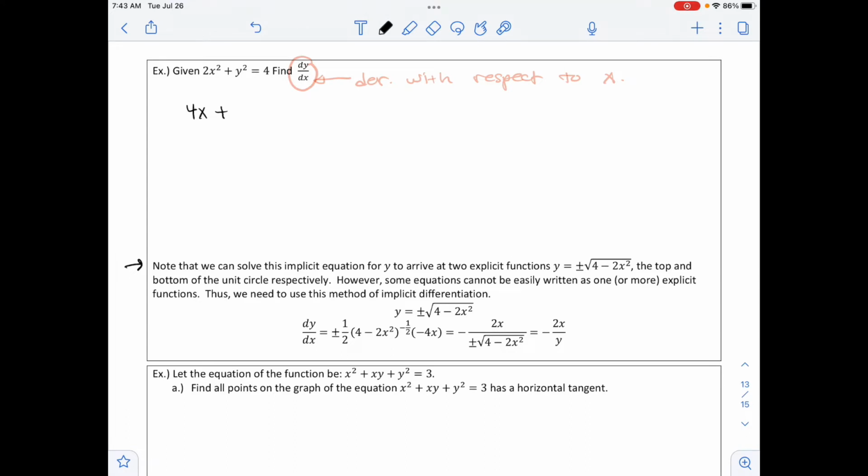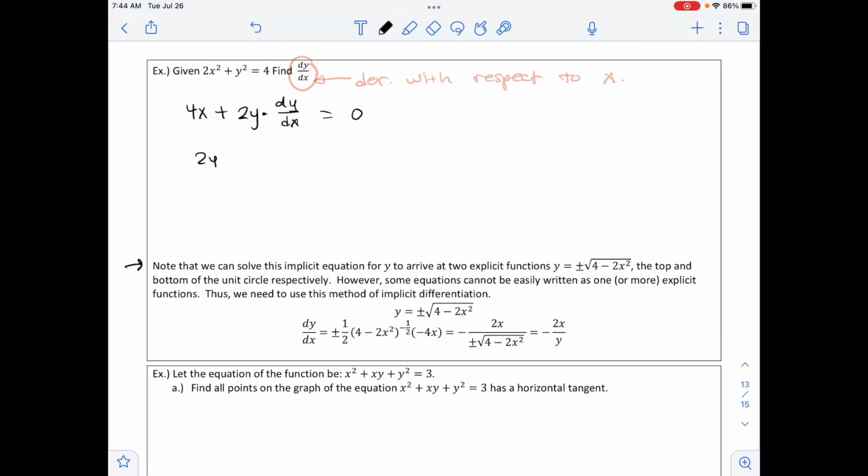plus, now taking the derivative of the second term, we have 2y as my derivative, but times dy/dx, the derivative of y with respect to x, equals, and then the other side of the equation is just 4, and the derivative of 4 would just be 0.